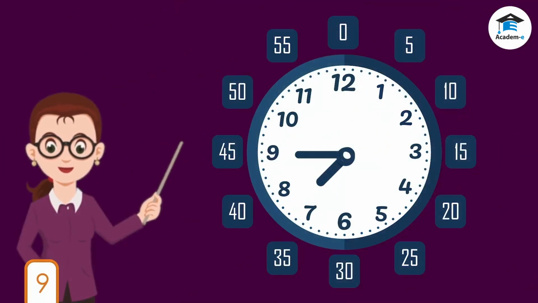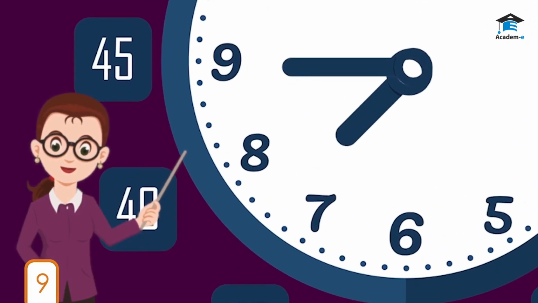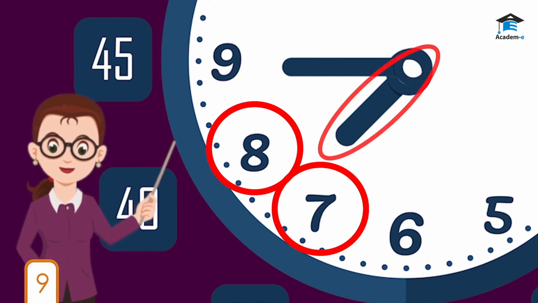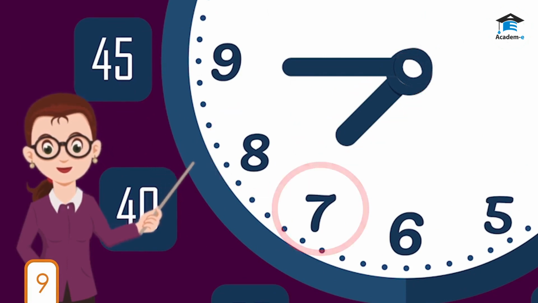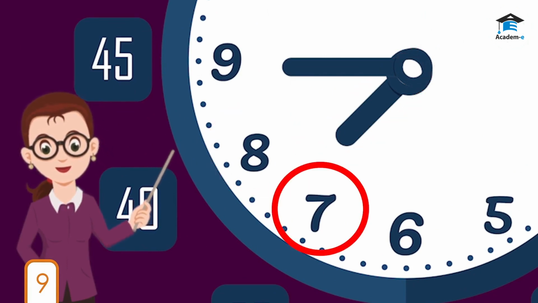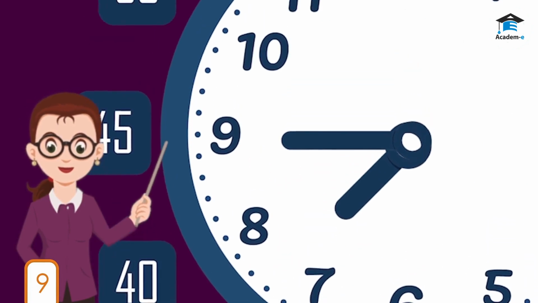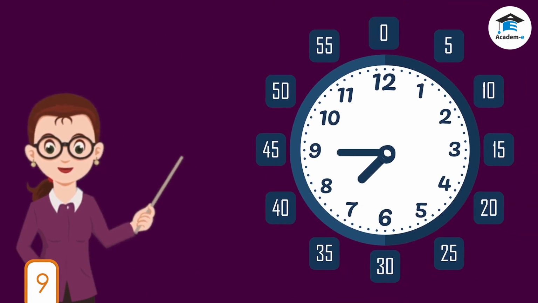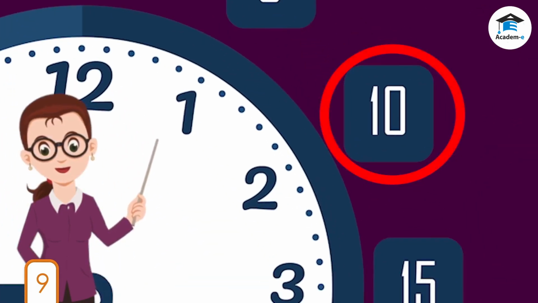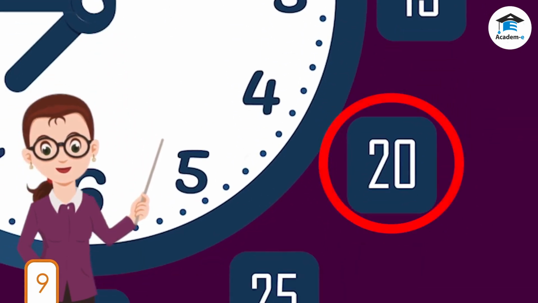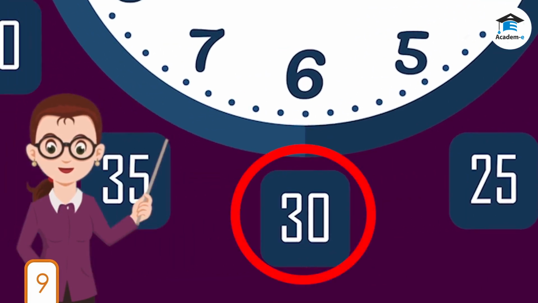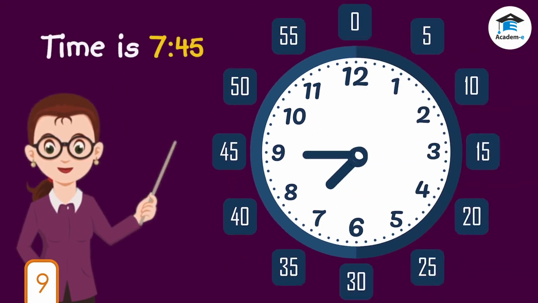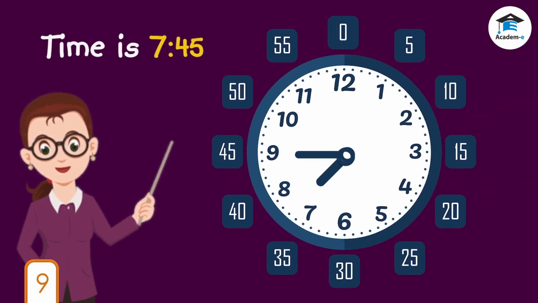Look at the second example. The short hand of the clock points to between 7 and 8. Even though the short hand points to the middle, the hour still falls under 7. So, the hour is 7. The long hand points to number 9. Let's do skip counting by 5 until we reach 9. 5, 10, 15, 20, 25, 30, 35, 40, and 45. So the time is 7:45.